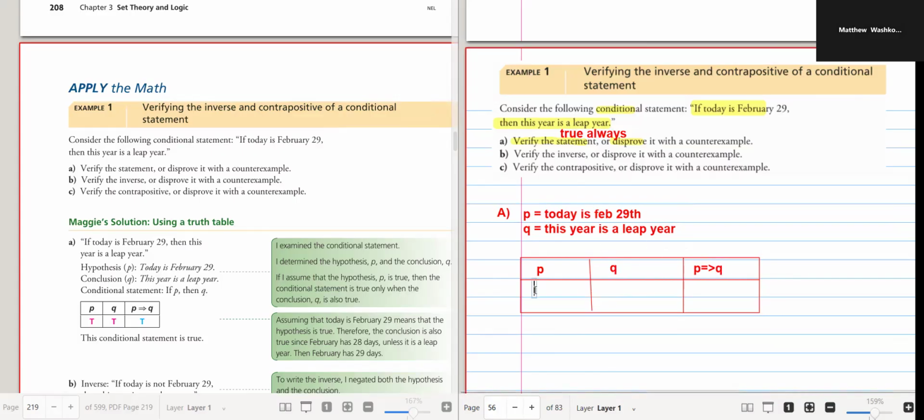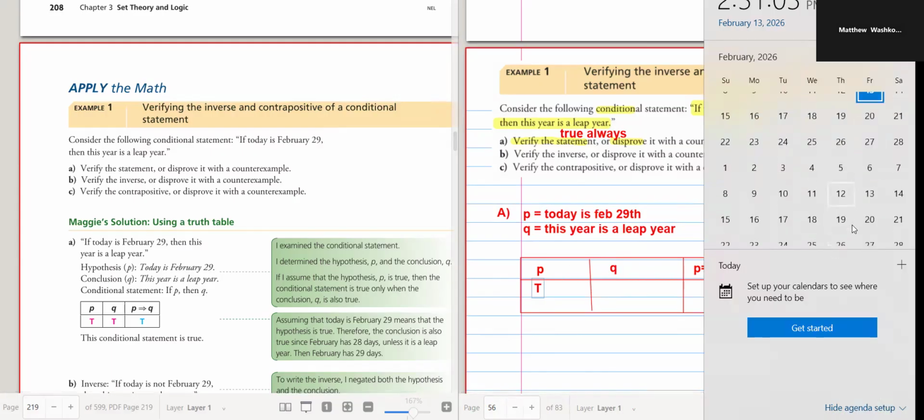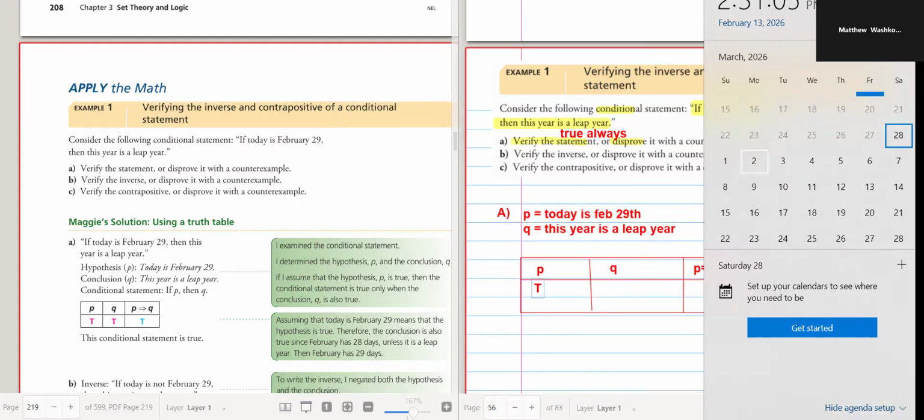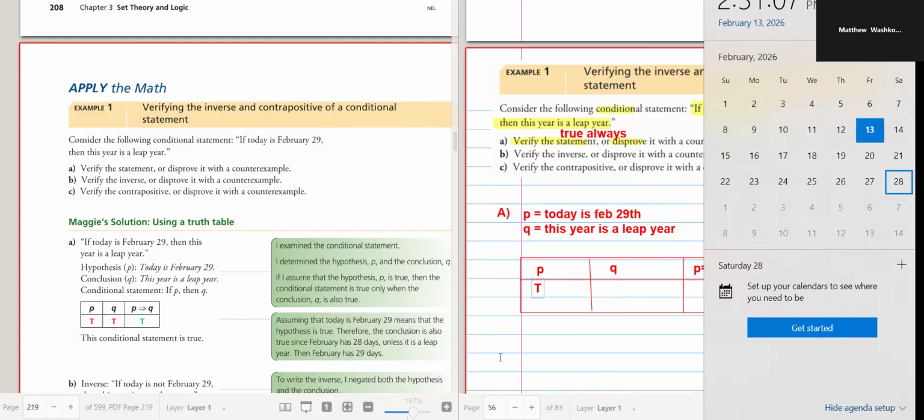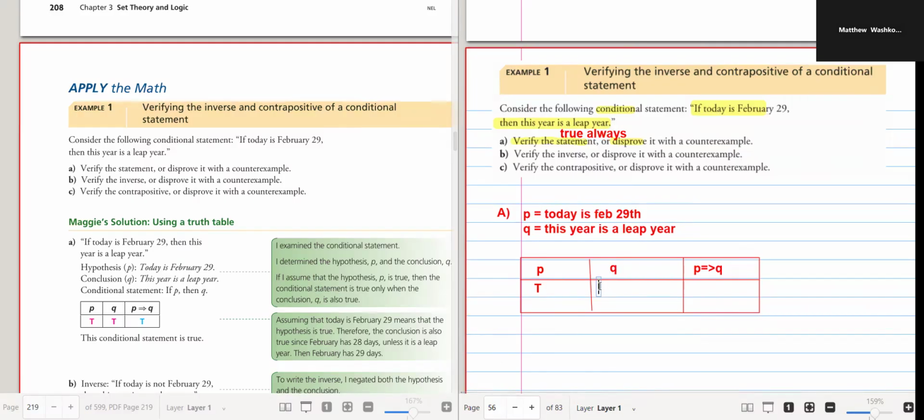So if my P is true, for context, you're probably watching this in February. So you can see it ends on the 28th, right? This is February here because this is not a leap year. And again, you look at the examples here. Well, it's not divisible by 4. It's 2026. Can't divide that by 4. So right now, it's not a leap year. So if today is the 29th, that means it must be a leap year, which means it's true.